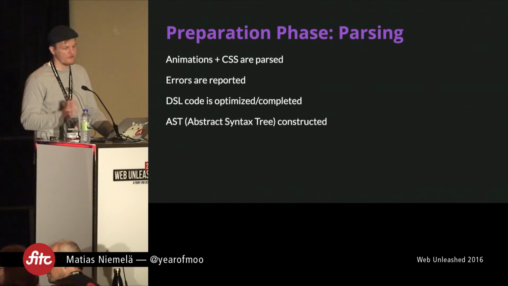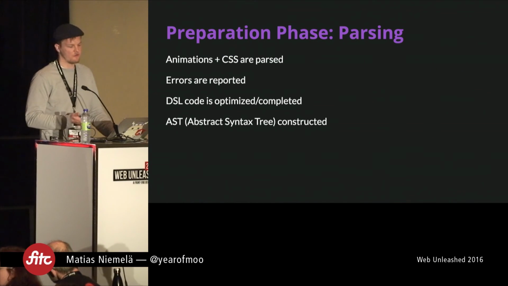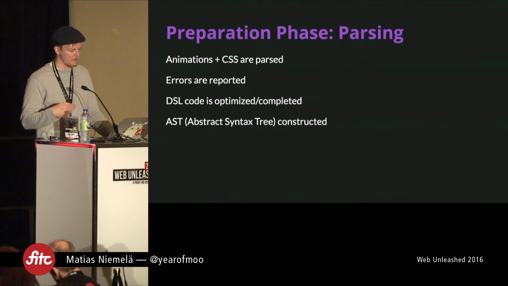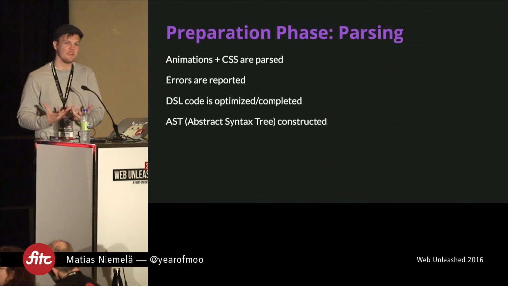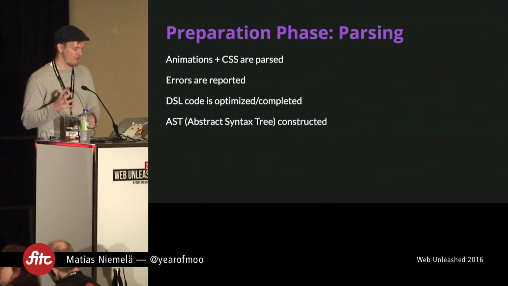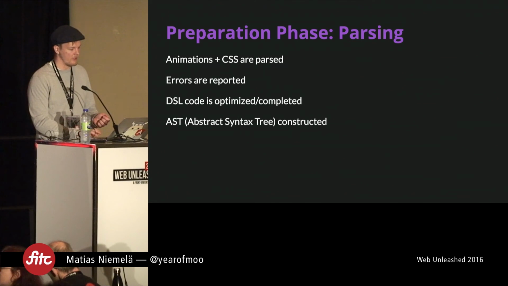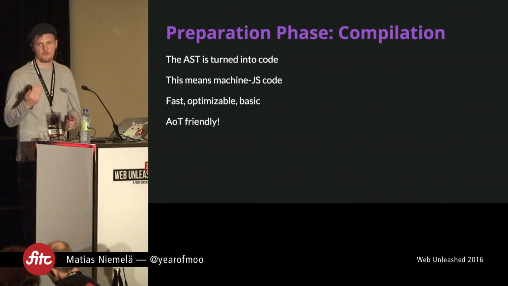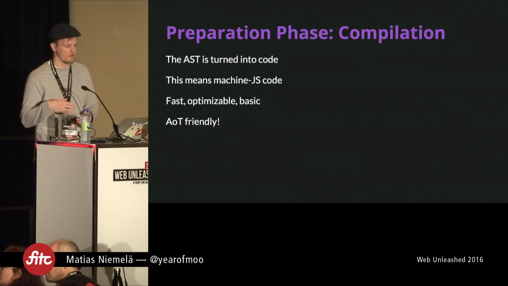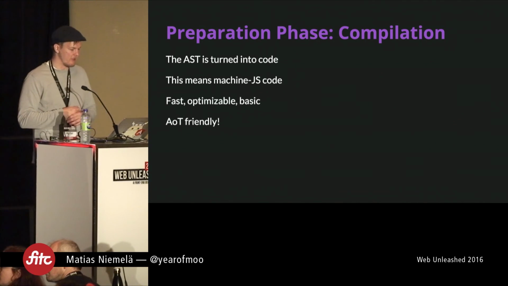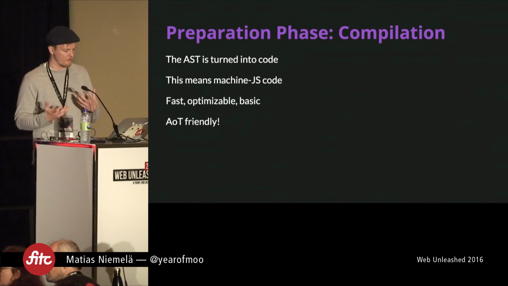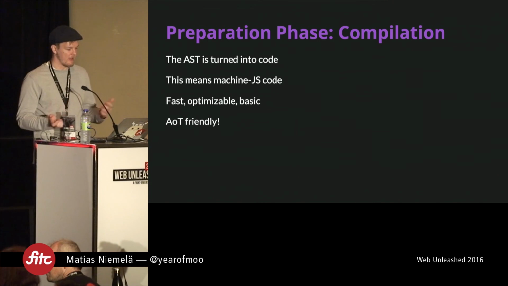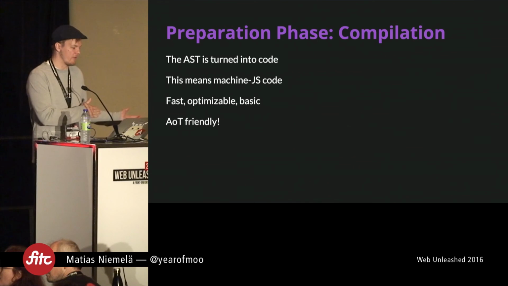So we have a CSS parser in Angular2. We also have an animation parser. It parses the animation DSL language, and it produces something called an AST, which is an abstract series of instructions or data that we can use to produce machine code. So when I say machine code, I mean efficient JavaScript code, which is then used to run the animation. And this is the compilation phase where it takes that AST and it produces that code. And this is when I came back to saying that it's AOT, ahead of time friendly.